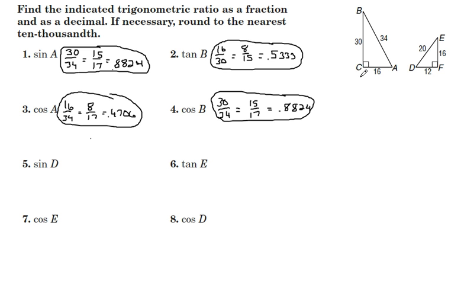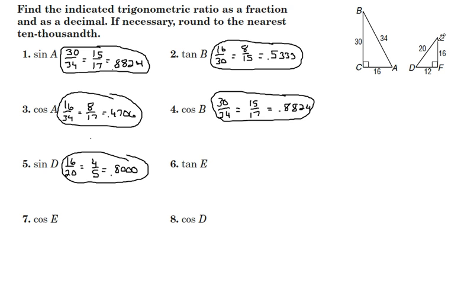The sine of angle D, now we're in this triangle. Sine is opposite over adjacent. That'd be 16 over 20. I'm sorry, hypotenuse, the sine is opposite over hypotenuse. 16 over 20 reduces to 4 over 5. Decimal 0.8000.